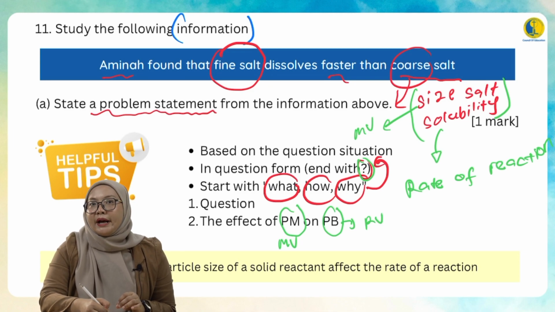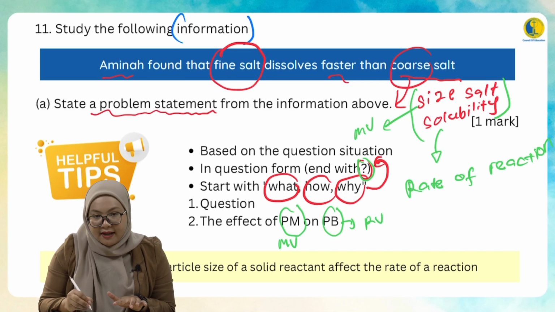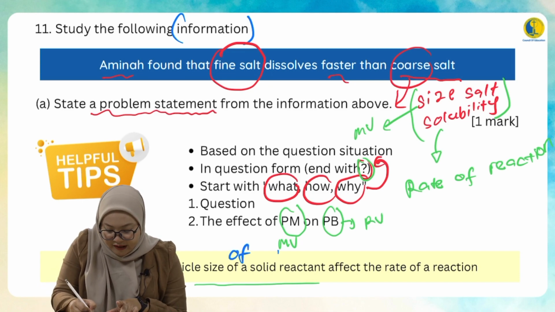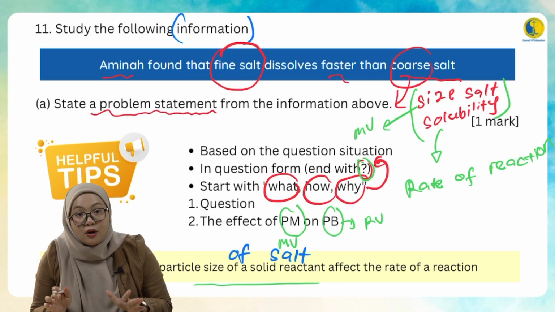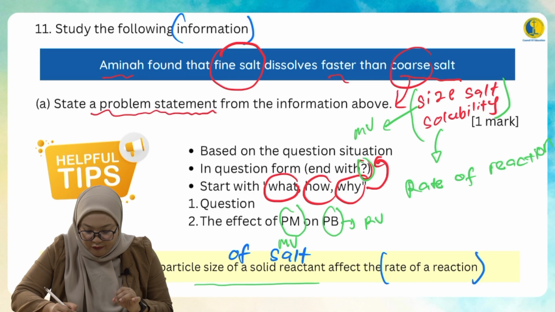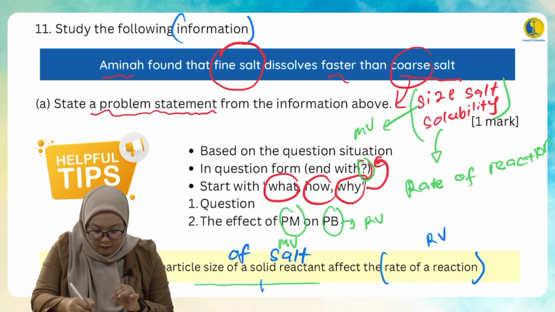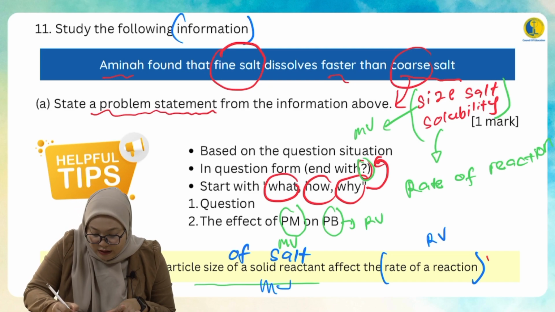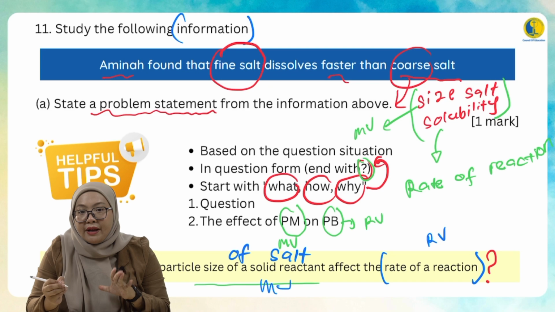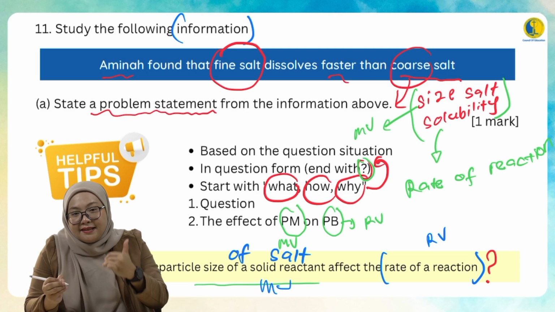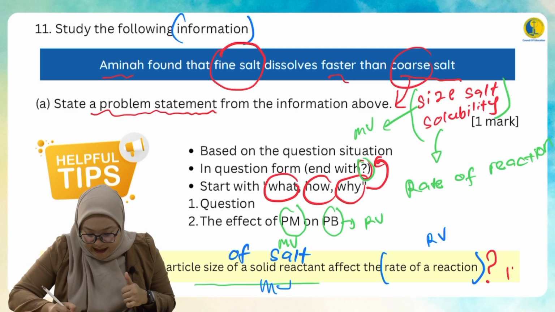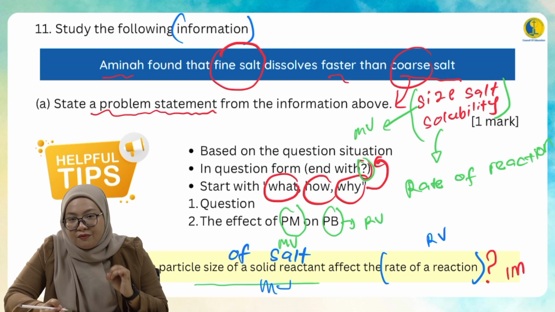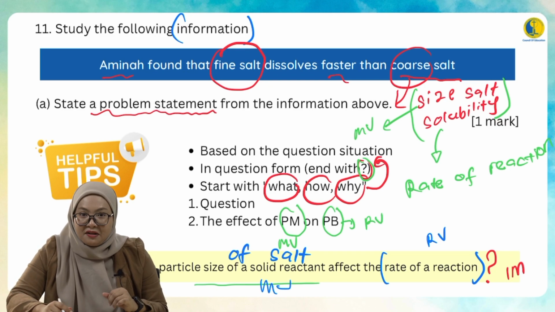Now I'm picking a question of how. How does the size of the solid particles, or you can put the size of salt, affect the rate of reaction? The rate of reaction is the responding variable, and the size of the salt is the manipulated variable. Over here, I don't get the mark. Why? Because I did not put a question mark. It is very important to put a question mark to indicate this is a problem statement. Only if you put the question mark, begin with questioning, and put the manipulated variable and responding variable, you get 1 mark. It's not easy to get 1 mark for a C.